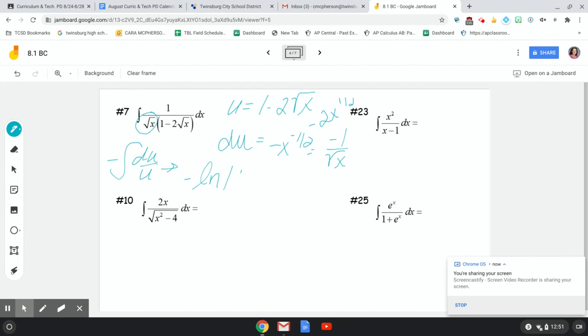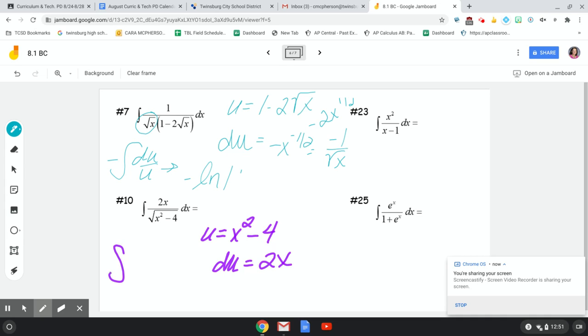This is actually the easiest one here. Your u is going to be what's under the radical. And then your du is going to be 2x. And it actually already has 2x, so I don't need to make any sort of adjustment.